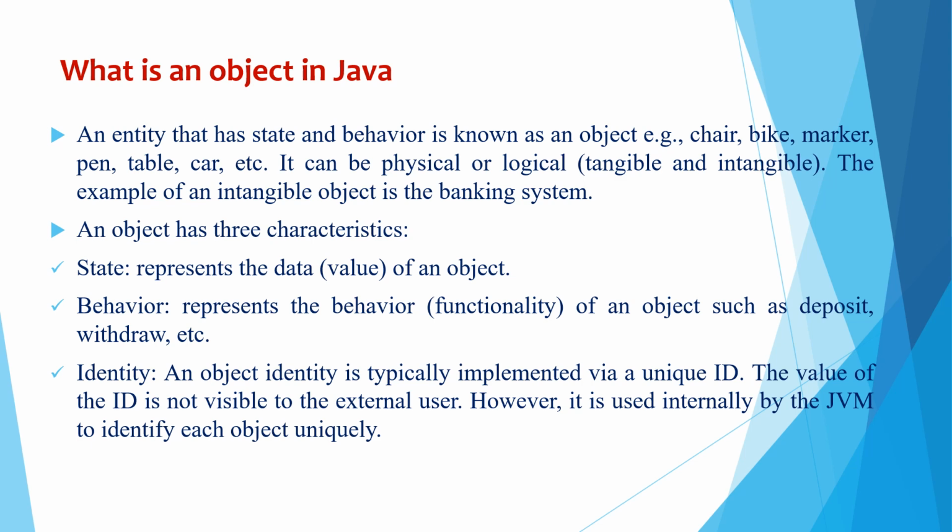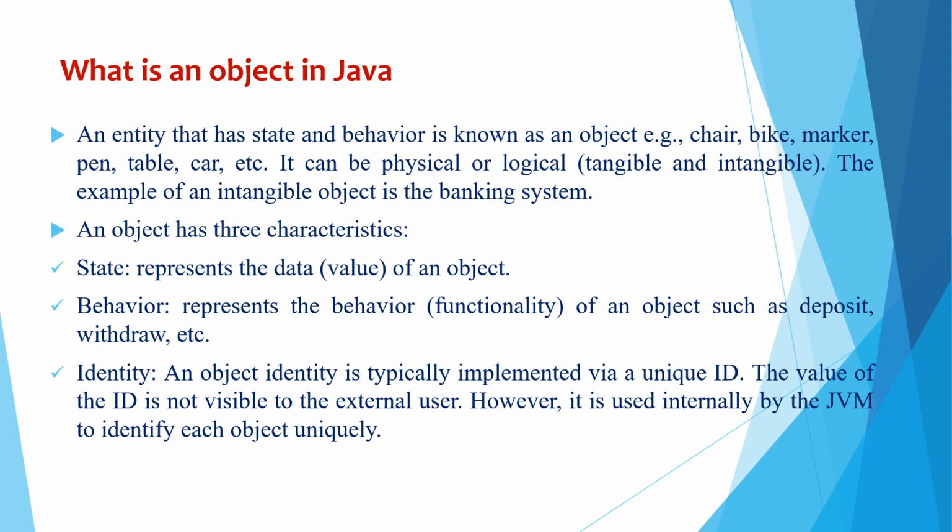In other words, an object basically has three characteristics: state, behavior, and identity. State represents a value. So, what is the value that is being stored within that object? Behavior represents a functionality of the object, what that particular object is going to do. Like for example, if it is a banking system, are we going to deposit money or withdraw money? So, it tells us the functionality of that particular object.